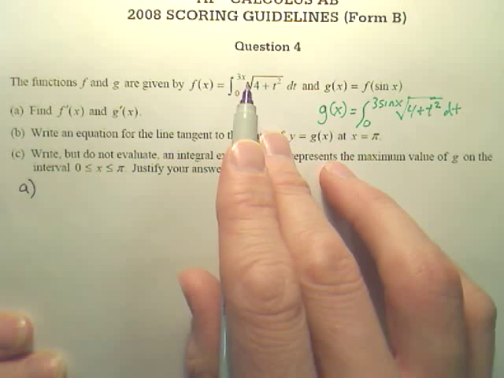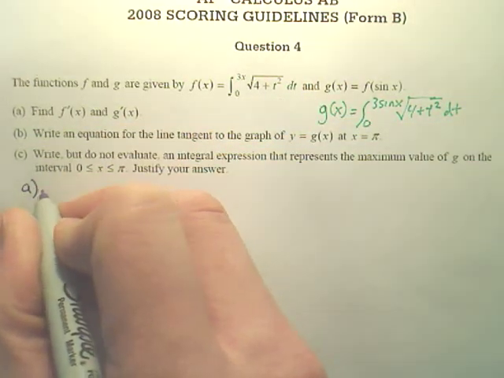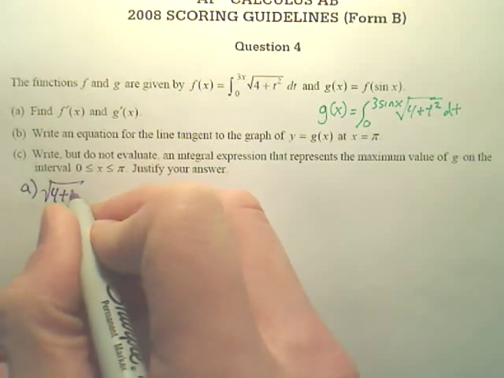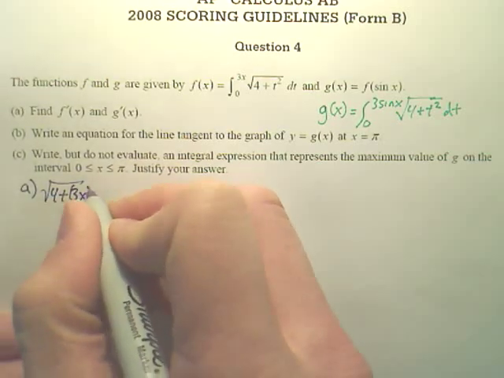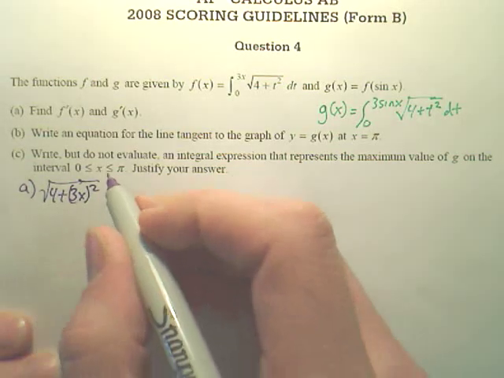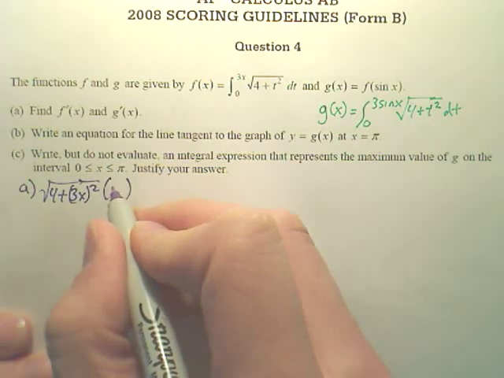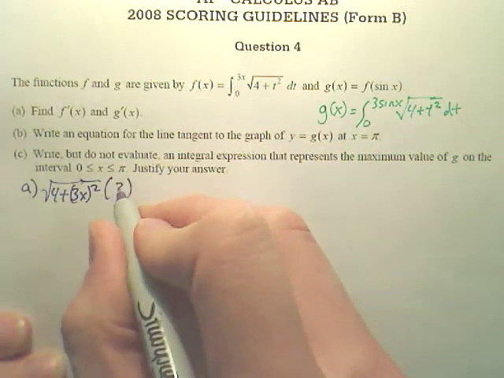It's called the second fundamental theorem of calculus. So all you do is you plug 3x into it, and you're going to have the square root of 4 plus 3x squared. Don't forget to put 3x in parentheses. But then aren't you also going to multiply it by what? The derivative of 3x, which is 3.